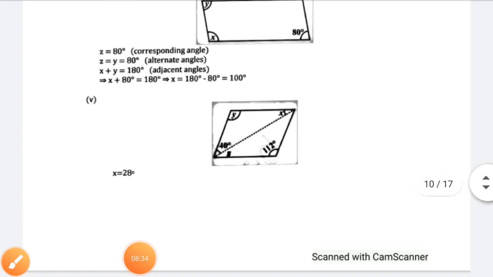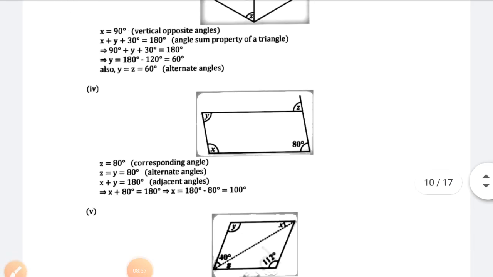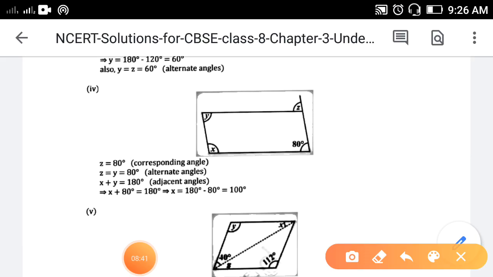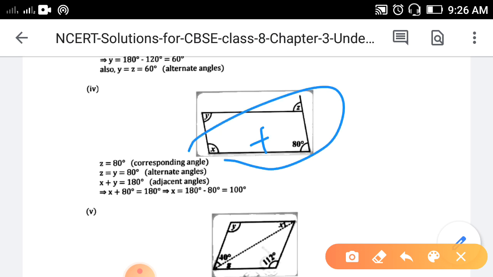Next, fourth one. Here 80 degrees is given. 80 and y both are opposite to each other. So y is equal to 80 degrees. 80 and this z both are corresponding angles. So z is also equal to 80 degrees. Now only one angle remains, x. So x plus 80 is equal to 180 degrees because they are adjacent angles. So x is equal to 100.